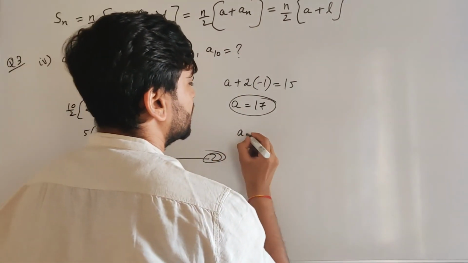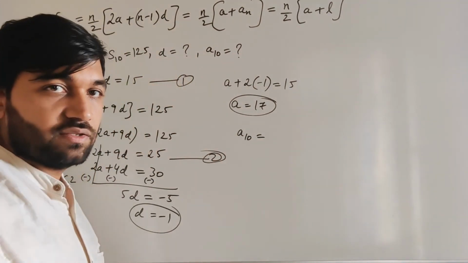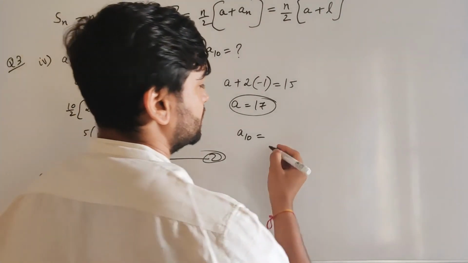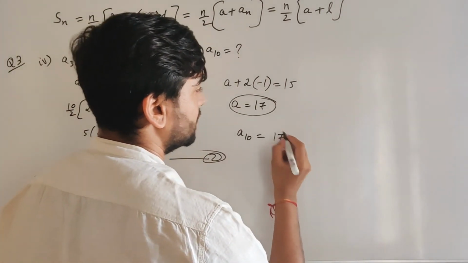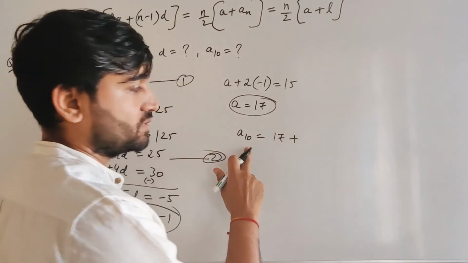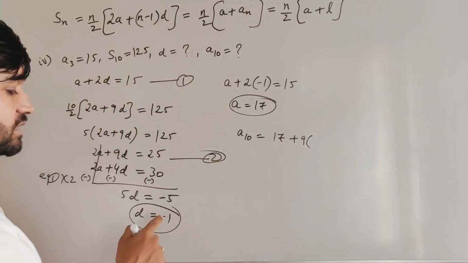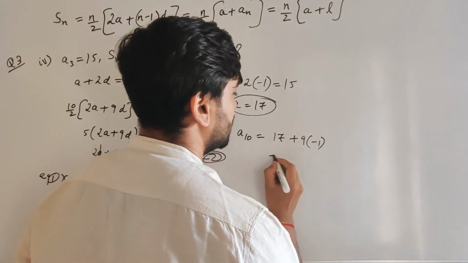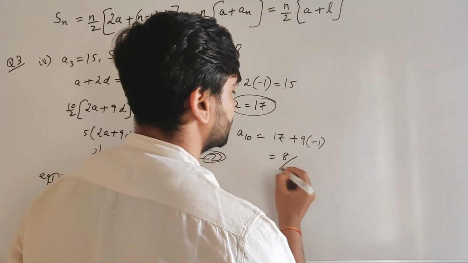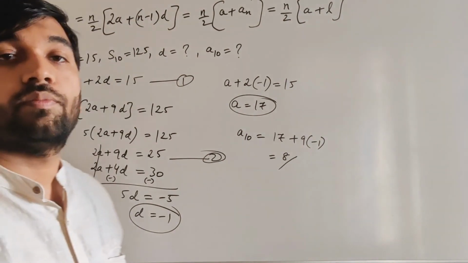A10. So A10 is of the form AN. AN formula is A plus N minus 1 into D. So A plus N minus 1. N is 10 here. 10 minus 1 is 9. Into the common difference, which is minus 1. So this is 17 minus 9, which gives you 8. So the 10th term is 8.